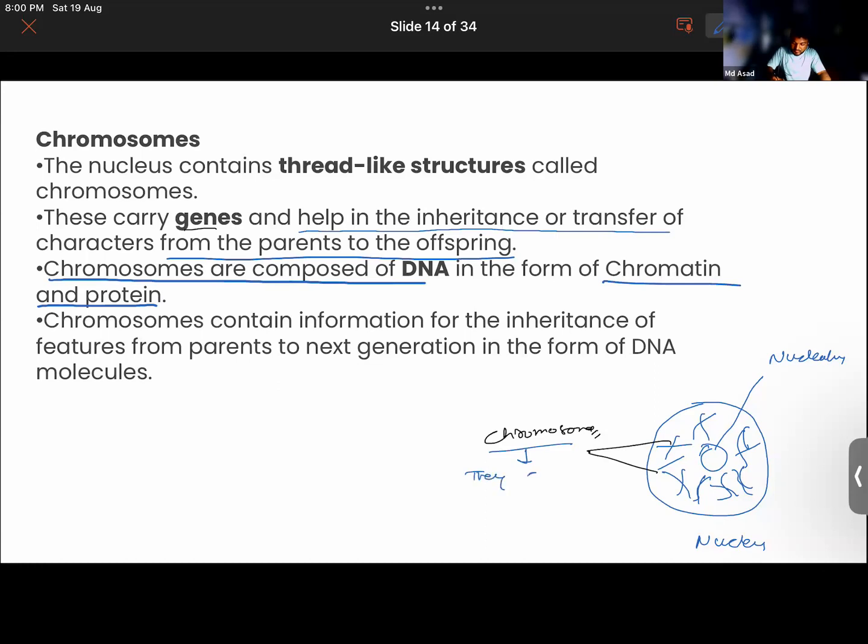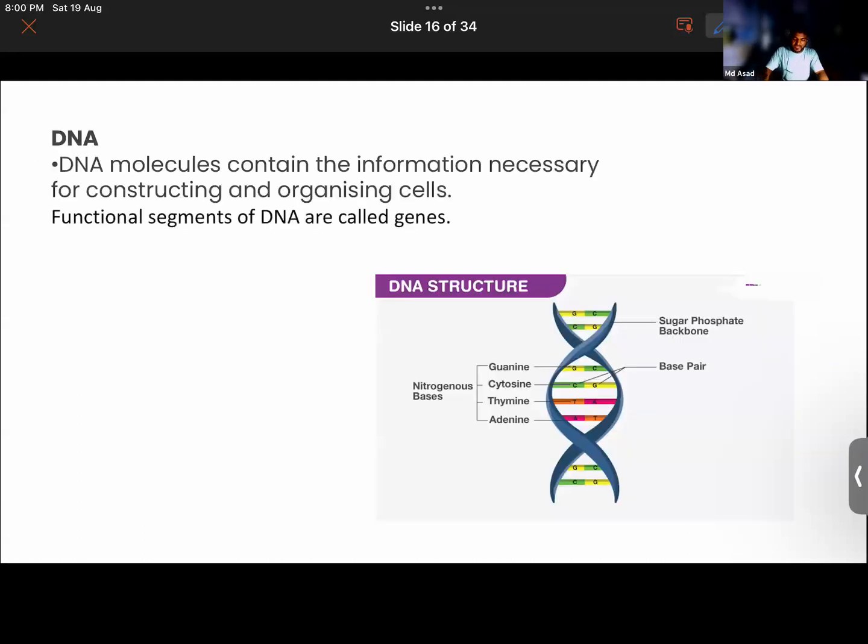So they carry genes, and their function we are already aware of by now, right? The chromosomes are also made up of DNA in the form of chromatin and protein. And the chromosomes contain information for the inheritance of features from parent to next generation in the form of DNA molecules. Now, it might be a little bit confusing here, but let me simplify it for you. What is basically happening here? See this diagram. It will become more clear.